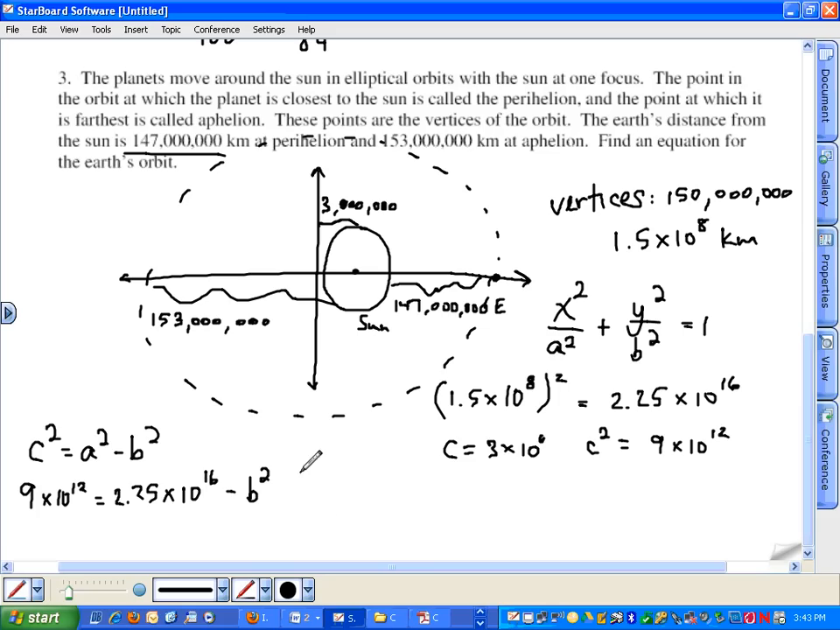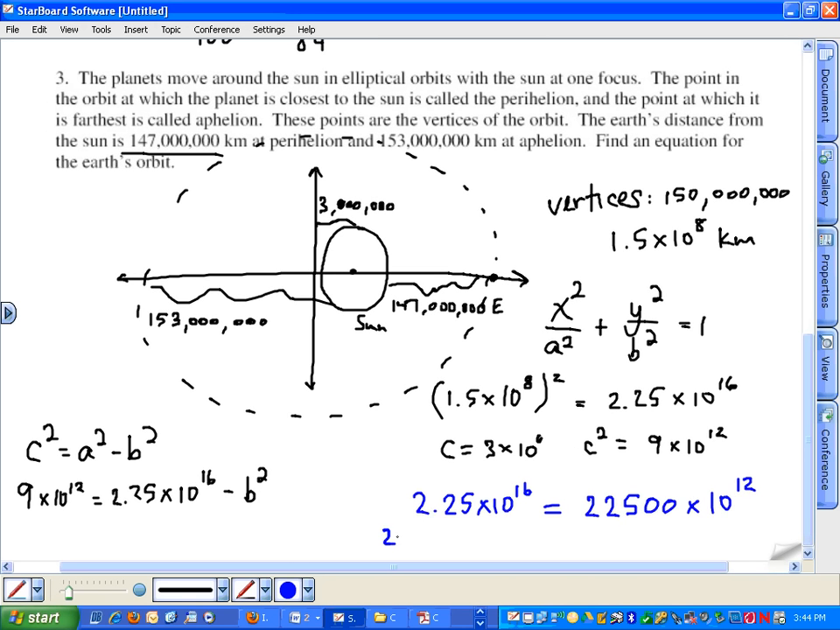What I'm going to do, in a different color, is take 2.25 times 10 to the 16th. If I move this decimal spot 4 to the right, that's going to take off 4 from the exponent. So if I do 22,500, I can write that. The reason I'm writing it this way is that this one over here is 10 to the 12th. Now I can subtract 9 times 10 to the 12th from 22,500 times 10 to the 12th.